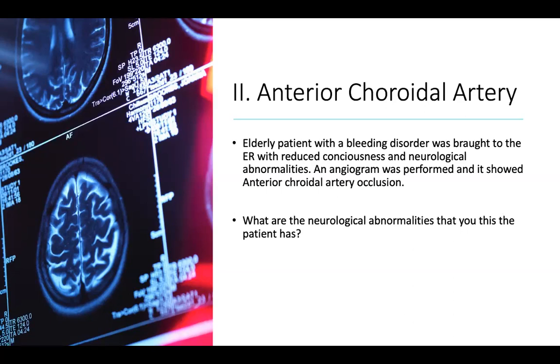So is there anything else? Loss of sensation, excellent. Ipsilateral loss of sensation from the body. Excellent. So these are the neurological abnormalities that we expect in anterior choroidal artery occlusion. The important part to know here is that even a small artery like the anterior choroidal can give you very big manifestations only because of the internal capsule.